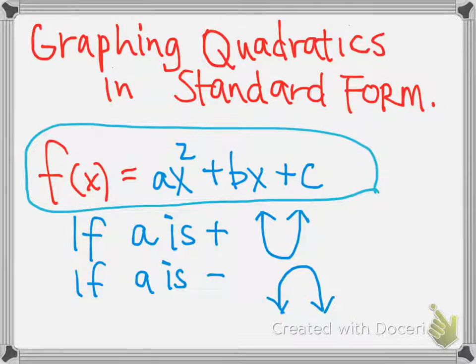It tells you if a, the coefficient in front of x squared, is positive, then the graph opens up like this. If a is negative, the graph opens down like this. The quadratic parent graph always makes a U shape. Shaped like a U. Alright.